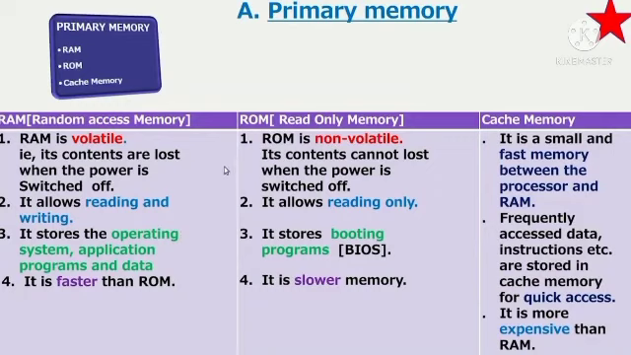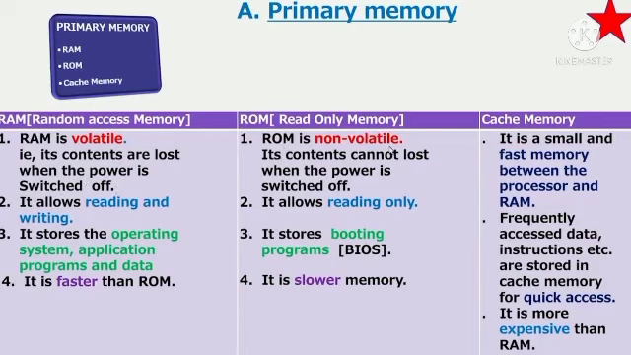Now we are going to see the classification of primary memory. Primary memory is mainly classified into RAM, ROM and cache memory. RAM means random access memory. ROM means read-only memory, and then cache memory. There are some characteristics. RAM is volatile. That means its contents are lost when the power is switched off. That is why it is called volatile. But ROM is non-volatile. That is, its contents are not lost when the power is switched off.